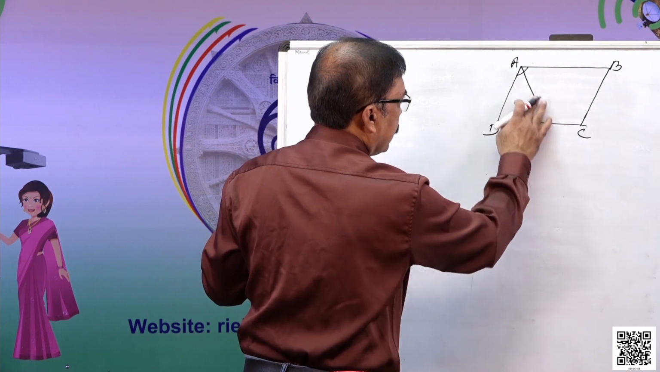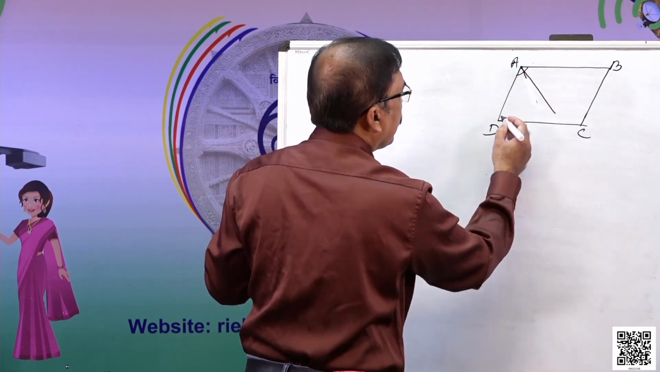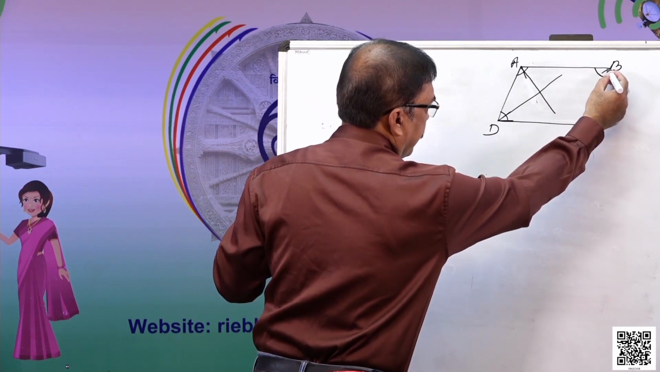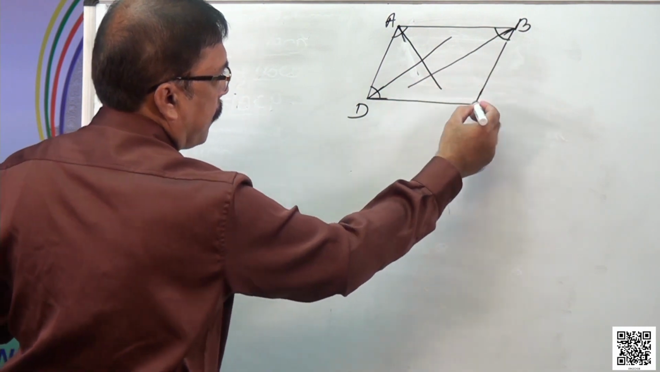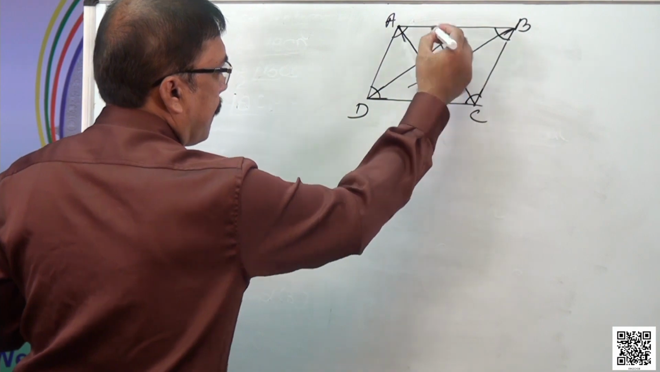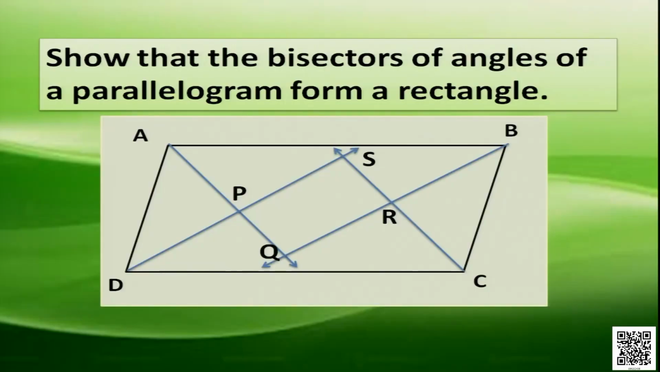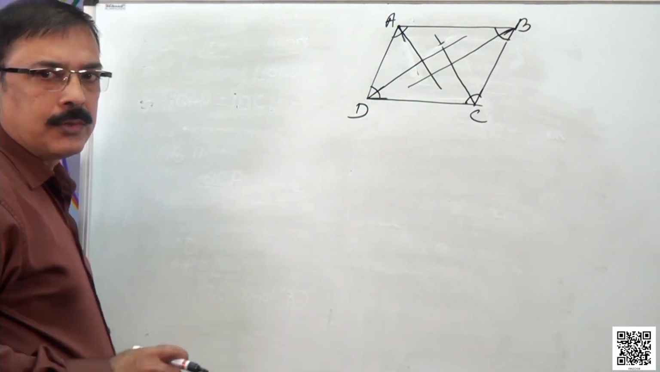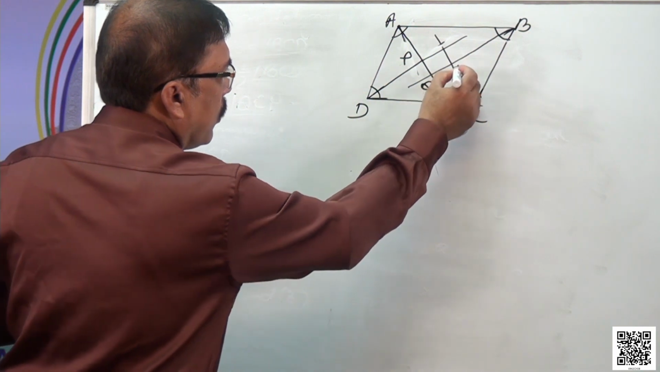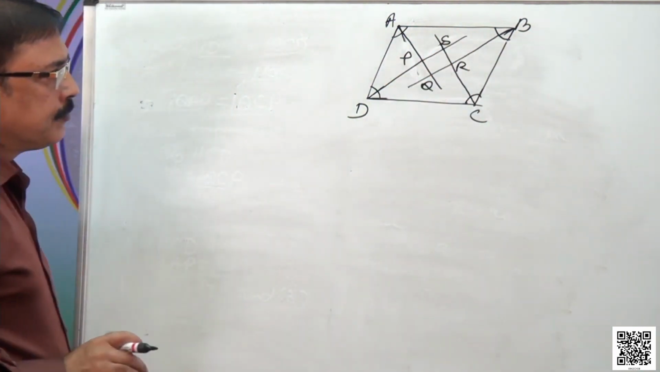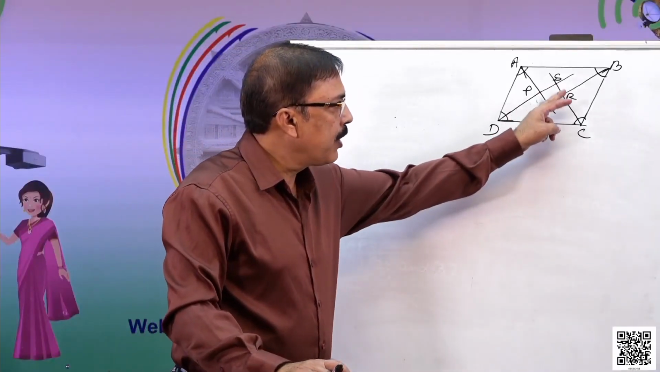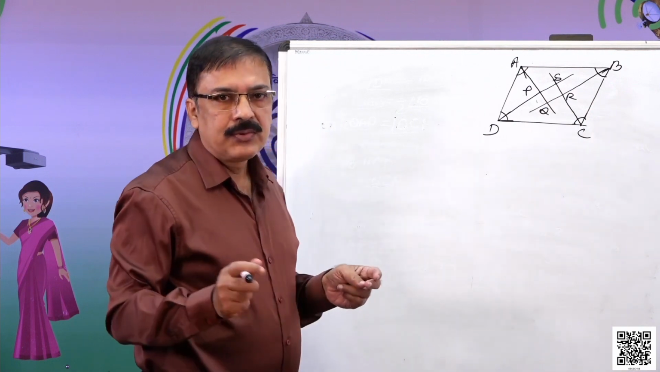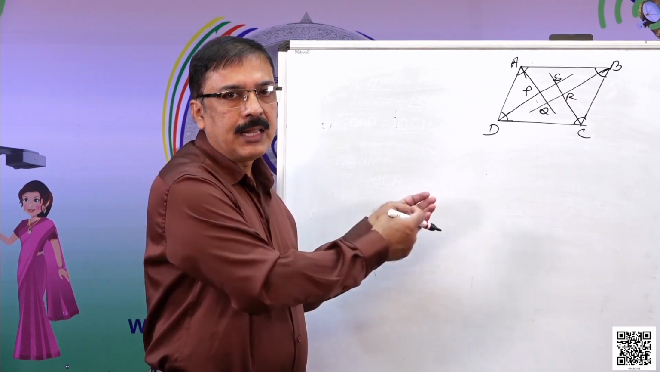The bisector of angle A, bisector of angle D, bisector of angle B, and bisector of angle C. So these points are P, Q, R and S. Now you see, we can prove this to be a rectangle, as we discussed in the previous question, but let's do it independently.